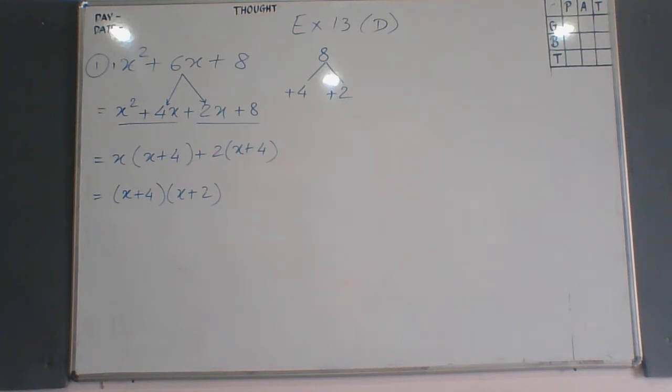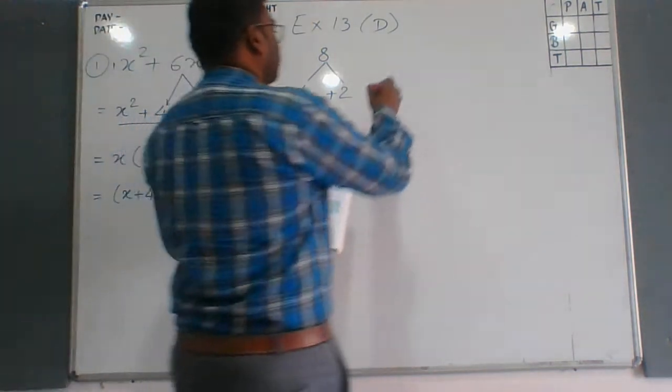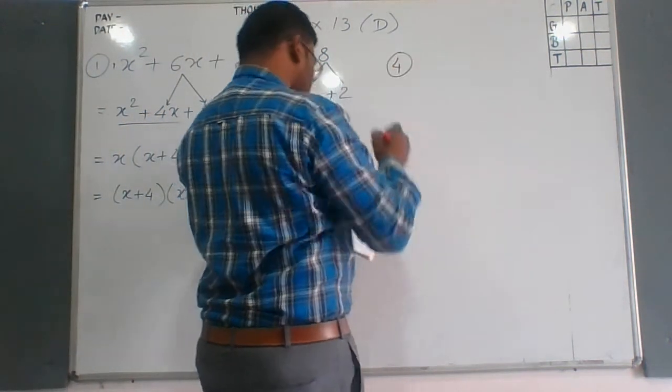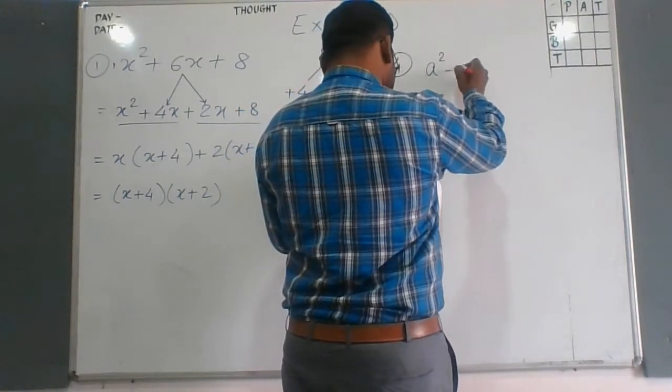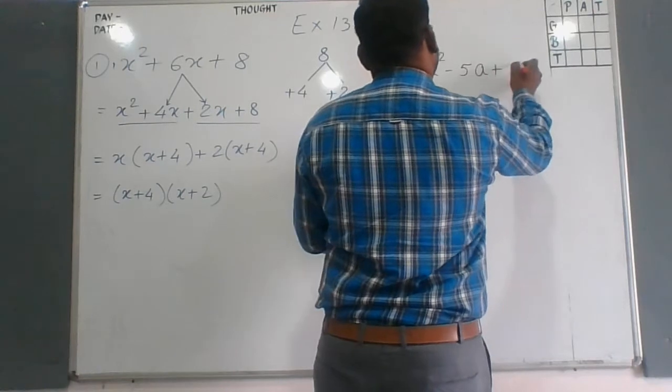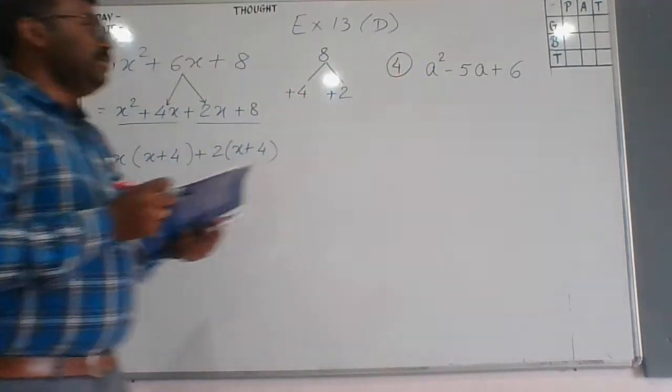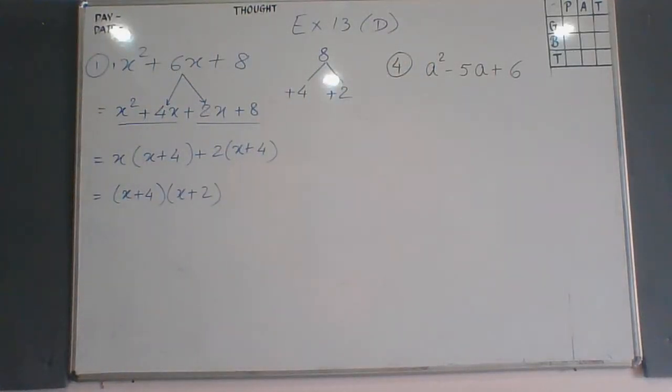Next, we are solving the fourth question. Fourth question: a square minus 5a plus 6. This is the given polynomial: a square minus 5a plus 6.